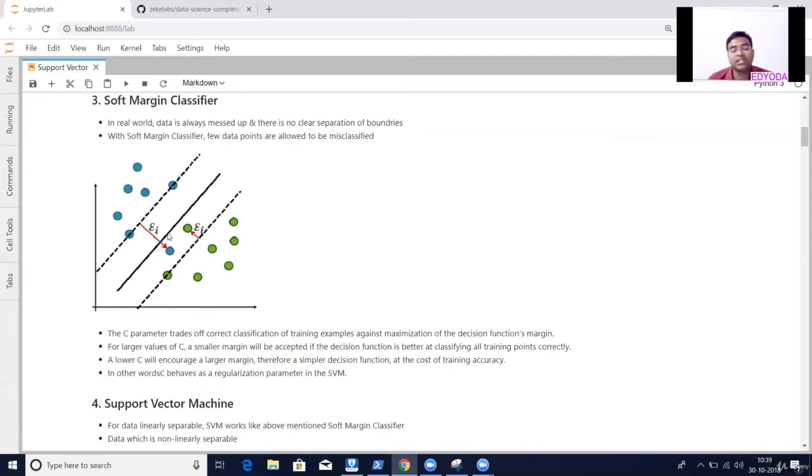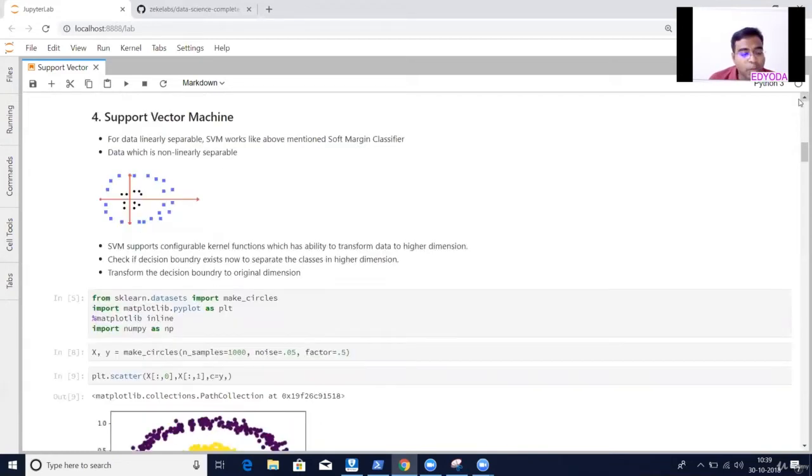Let's now understand what is support vector machines. Support vector machine is similar to soft margin classifier unless the data is not linearly separable. So if the data is linearly separable, your support vector machine is exactly like soft margin classifier. Now let's get into a situation where the data is not linearly separable.